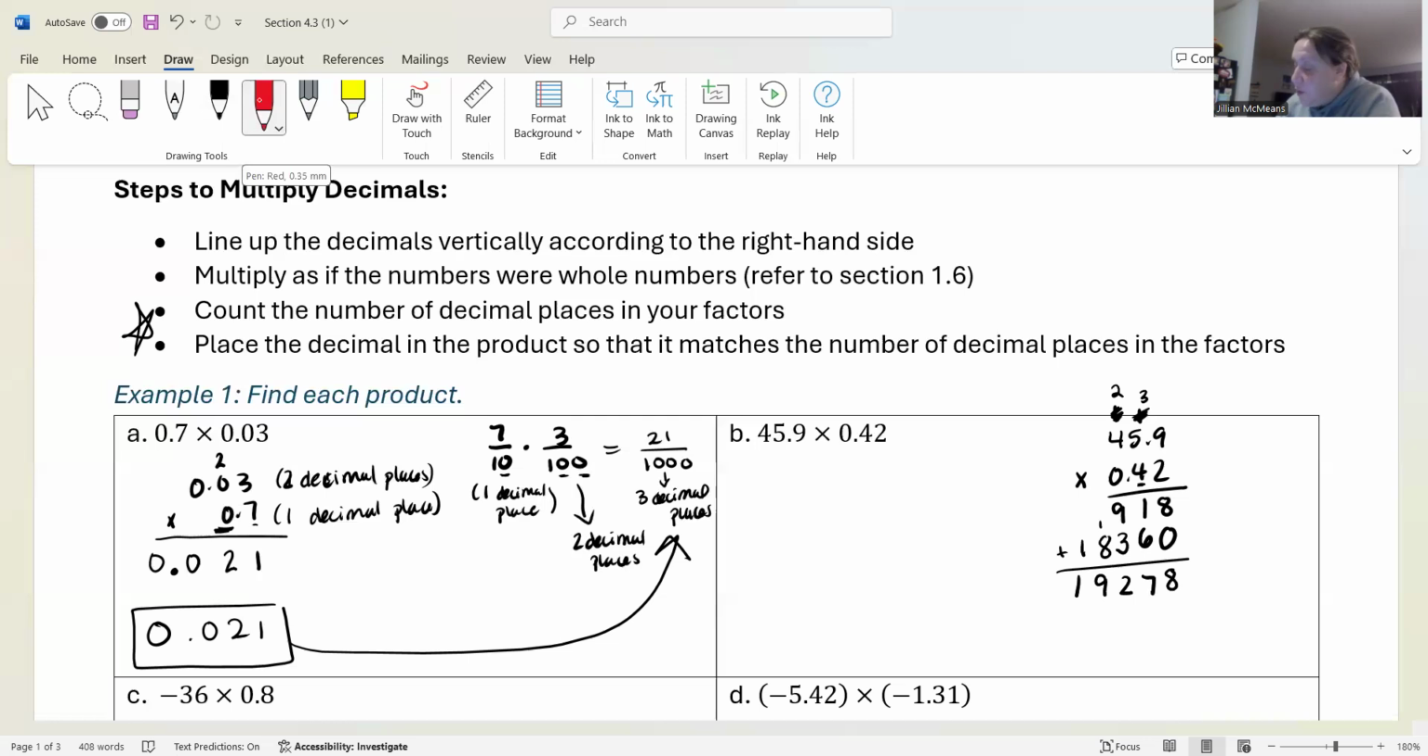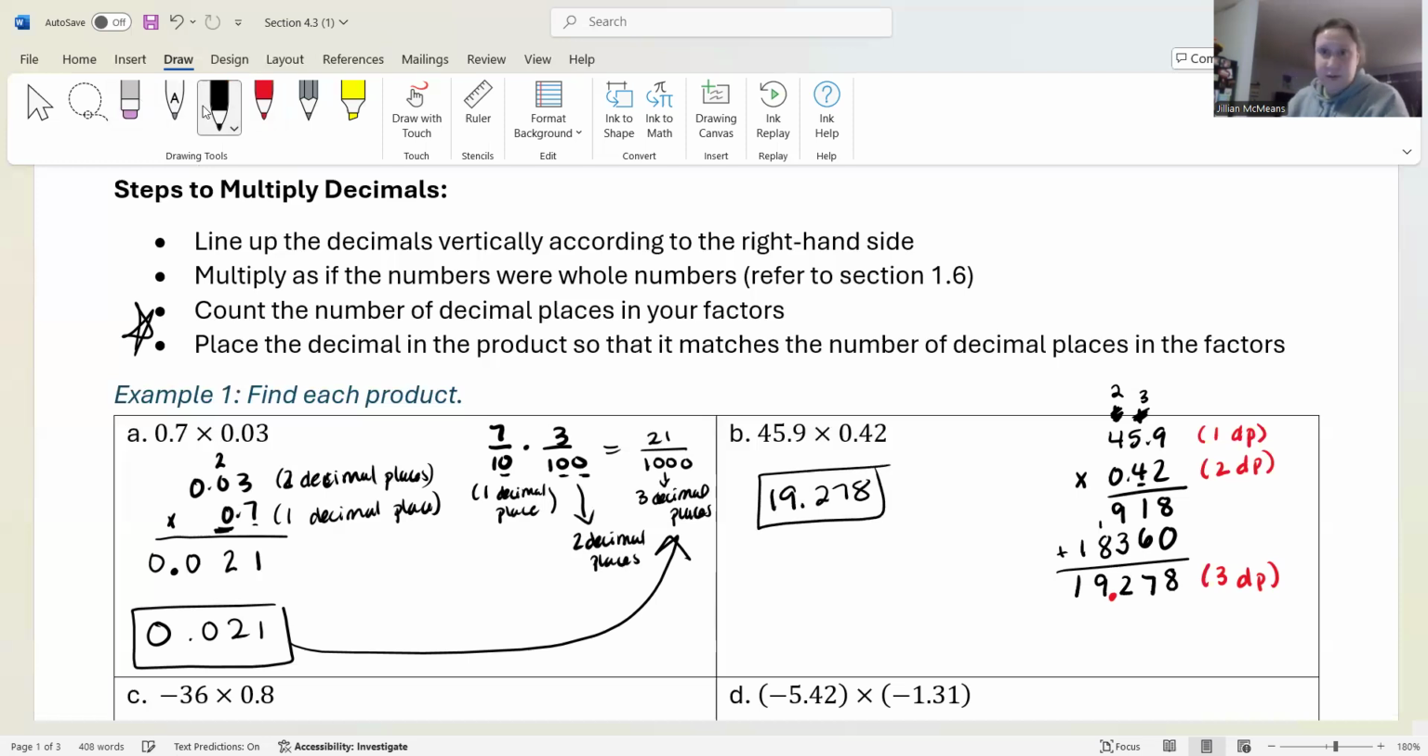In 45.9, I have one decimal place. I'm just going to put DP for the sake of time. In 0.42, I have 2 decimal places. That tells me my final answer needs to have 1 plus 2 or 3 decimal places. So I want to make sure my final answer has 3 decimal places. So 45.9 times 0.42 is 19 and 278 thousandths. Okay, so it's really like multiplying whole numbers. We just have to do that weird decimal place thing at the end.